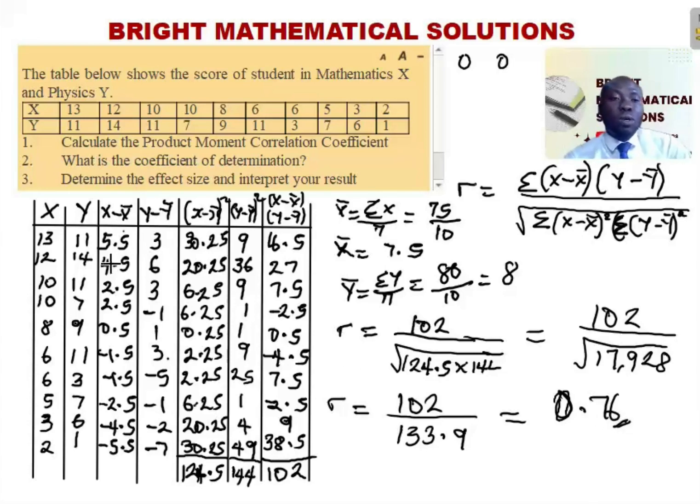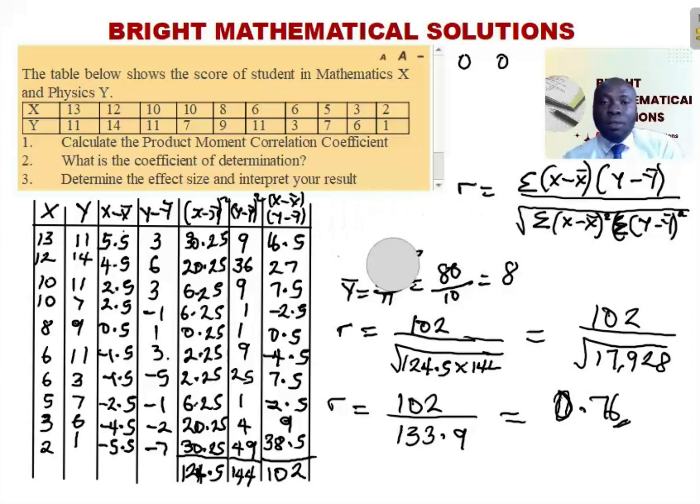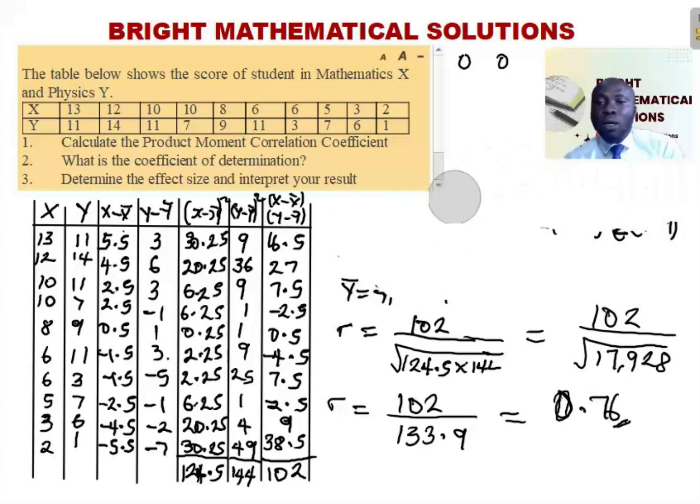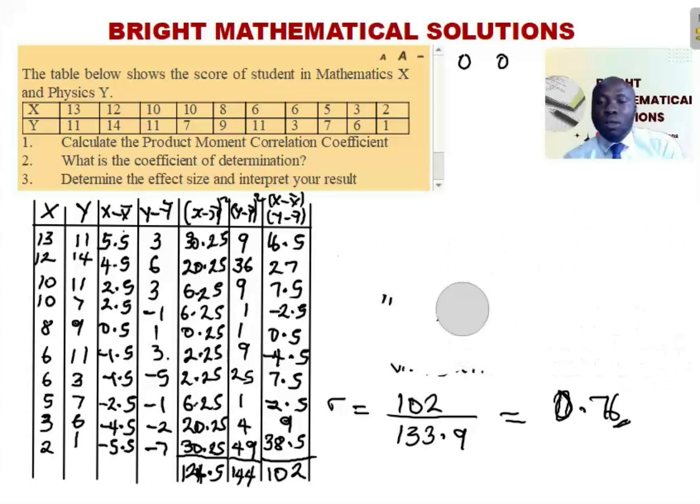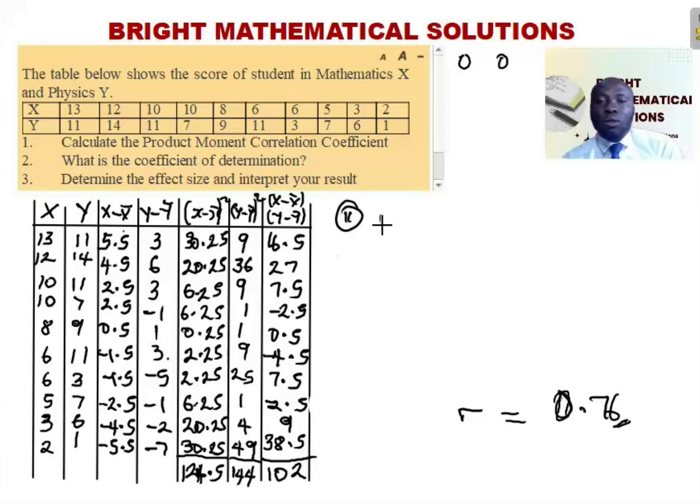So the next question says what is the coefficient of determination. To calculate the coefficient of determination, we are going to find the square of the coefficient. So recall that our R is 0.76, so question 2 will now be R square, that is 0.76 raised to the power of 2, and when I did that I got 0.5776.